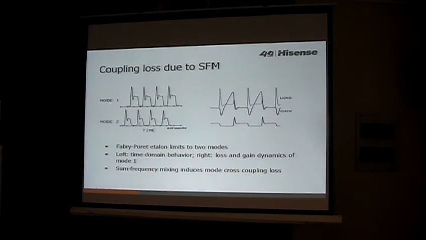For example, when mode 2 gets lasing, it will introduce a lot of loss to mode 1 through the sum frequency mixing. As a result, we bring mode 1 down, so mode 1 turns off. Afterward, mode 1 will accumulate enough gain and turn on again. Then it will introduce a large loss to mode 2 through the same frequency mixing. So this process will repeat itself. This is why we get this kind of interlocked output.